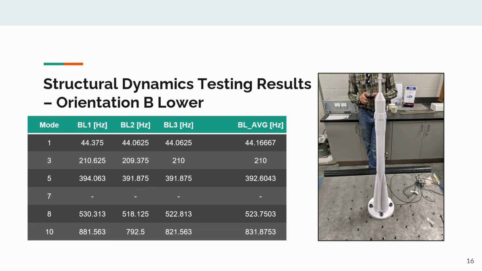For our final test, the sensor was once again aligned between 2 pylons, but placed closer to the base of the rocket. The average natural frequencies found are as follows: for Mode 1, 44.2, for Mode 3, 210, for Mode 5, 392.6, for Mode 8, 523.8, and for Mode 10, 831.9.